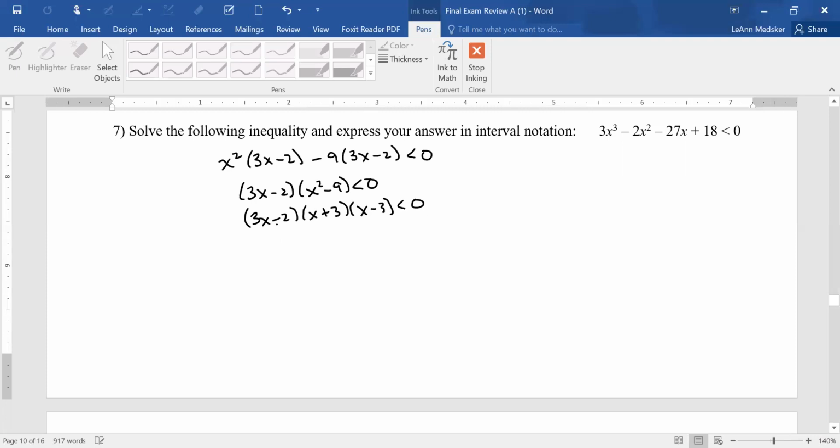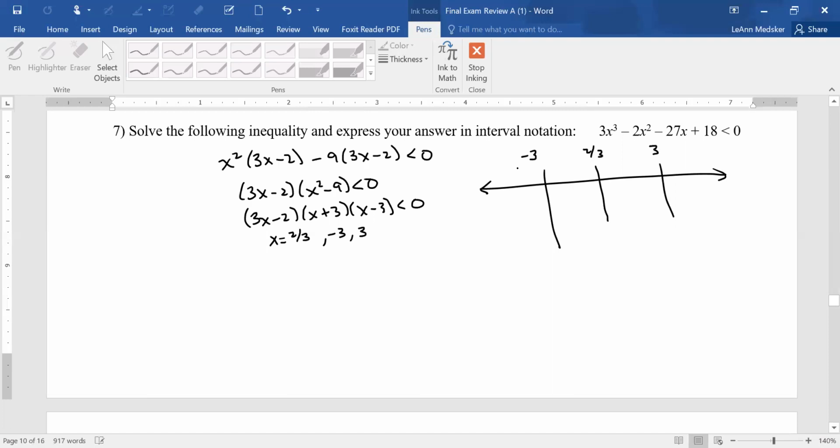Now, a lot of people try to set each of those less than 0 and just solve it. That's not true, because the sign of the left side depends on all 3 factors multiplying to something either positive or negative. We want it to be something negative since we want it to be less than 0. So the only way to really do this efficiently is to make a sign chart by finding all of these values that make them equal 0, and we will put them on a number line from least to greatest. So that is negative 3, 2/3 is the next biggest, and then positive 3.